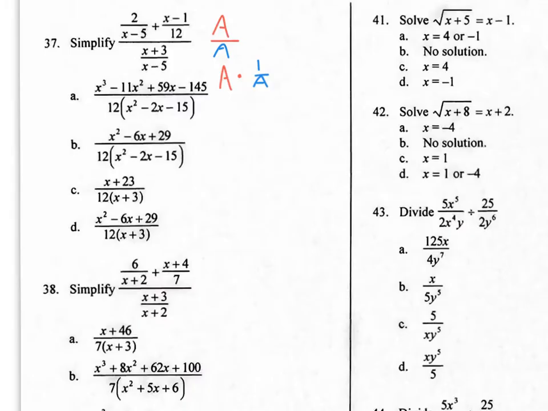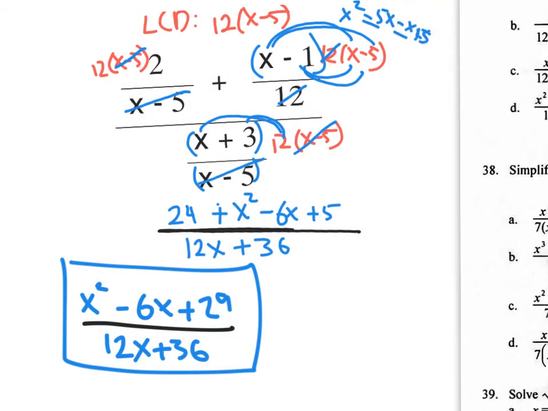So when we look at our multiple choice answers, we do have the quadratic trinomial x squared minus 6x plus 29 in the answer choices, but they definitely pull out a 12 from the bottom. Let's see what it would look like if we pulled out that 12.